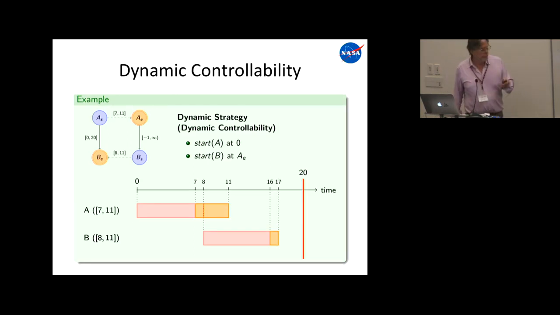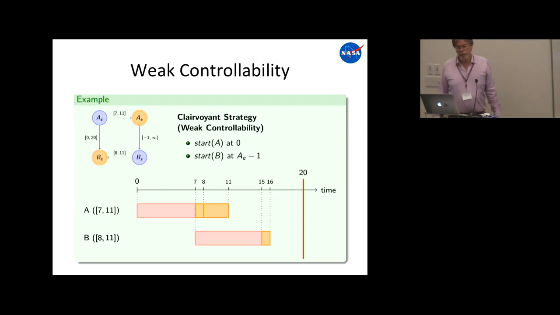Dynamic controllability, again, is a strategy. It's not a schedule. The strategy here is start A at 0, start B when A ends. Okay, that's not a fixed point. That's whatever nature decides. But it's a strategy. It allows you to generate a schedule in response to what nature does. Okay, does everybody see the difference? It's not a fixed time point. It's a function that is determined by what you observe nature doing.